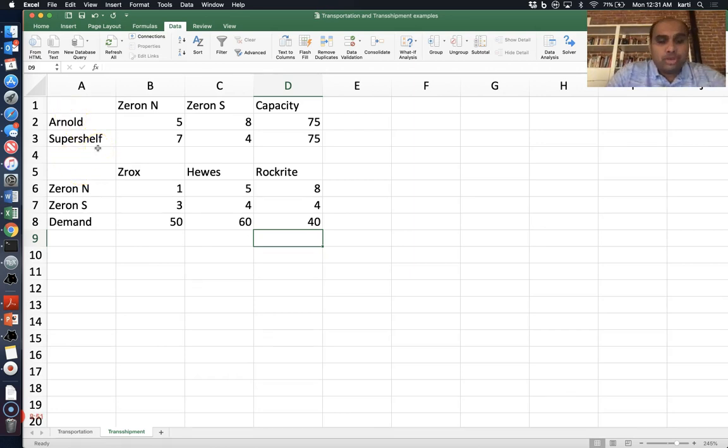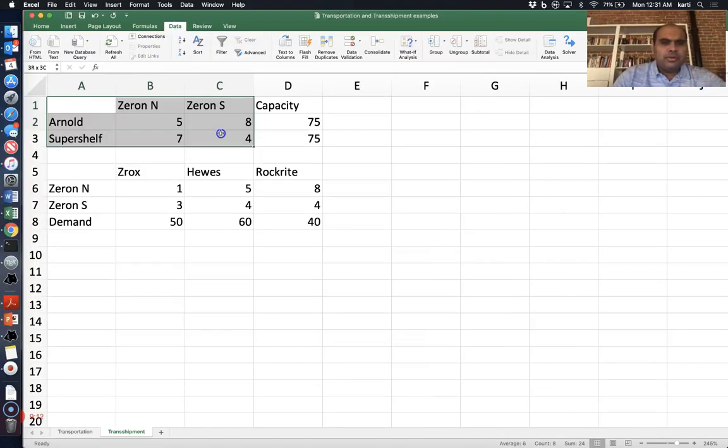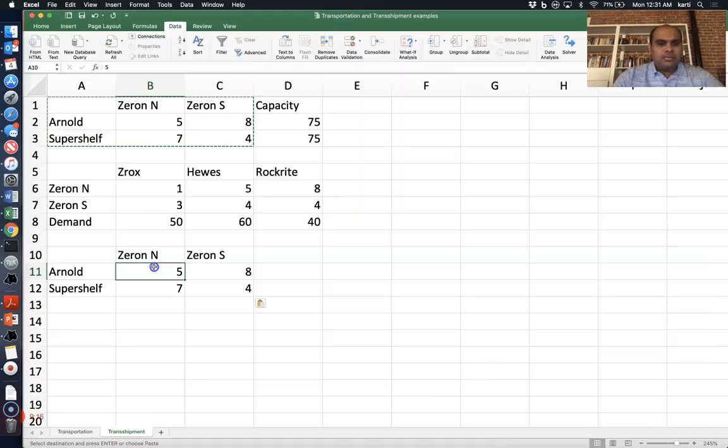So we have 2 sets of decision variables here. One set are the amounts that get transported from the 2 suppliers to Xeron North and Xeron South, and of course the amounts that are transported from Xeron North and Xeron South to the 3 office locations. So we have 2 sets of decision variables, and we are going to look at both sets. Just like last time, I'm just going to get rid of these numbers.